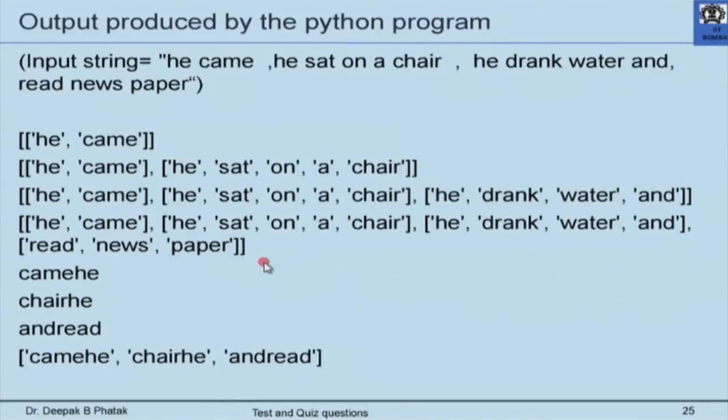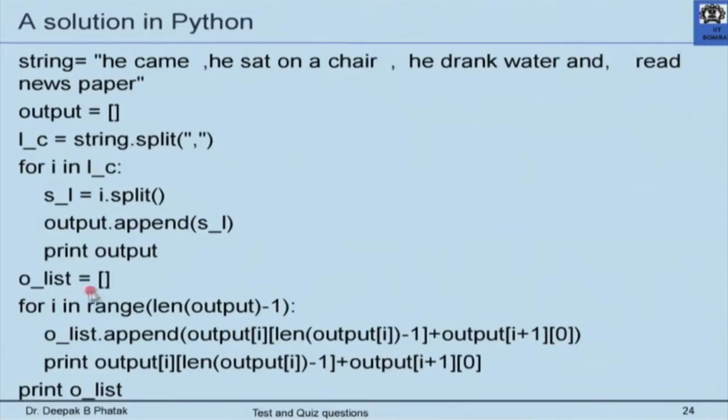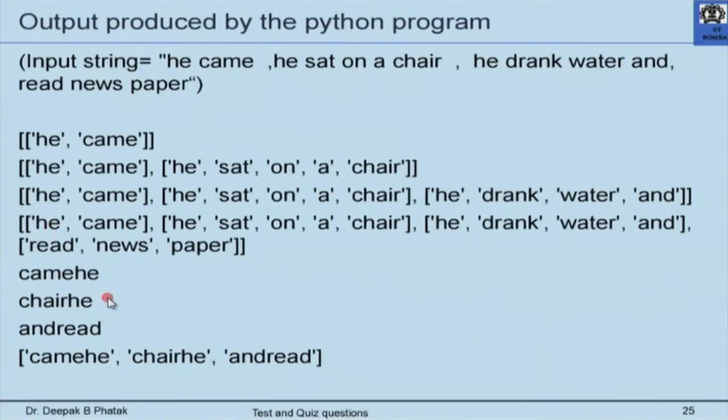The second part will produce... this code is complex, so I will not read it, and we anyway do not pretend that we know Python, but I am mentioning this for those who are interested in extending their horizons. Python is not at all difficult to understand. So what he is actually doing is the concatenation of the word previous to the comma and the word after the comma. And it is this which, when correctly implemented, results in came he, chair he and read.